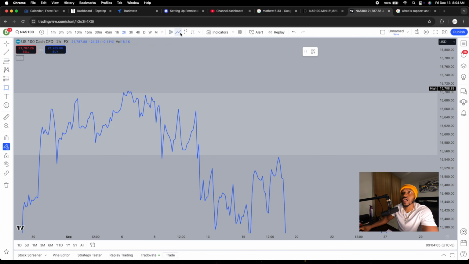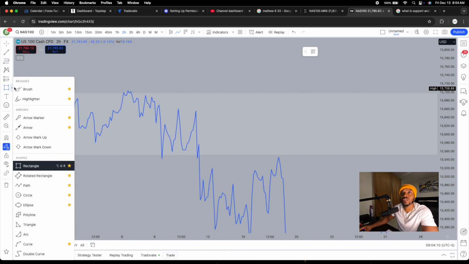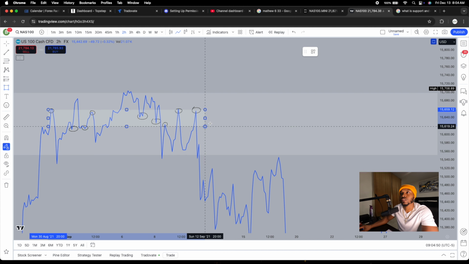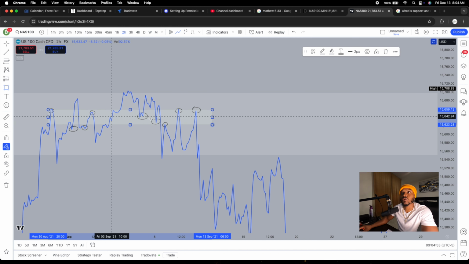So if we go to the line chart, we can see our areas that the price is bouncing off of once again. So we have this spot, this spot, this spot, and we want big bounces. We don't really want small bounces. So right here with all these dots, these are my areas where the price is bouncing up or down. So if I draw from this to this, this is my area of support and resistance on the lower time frame.